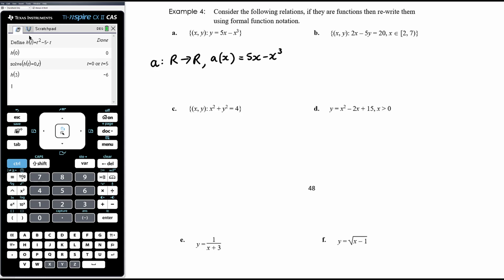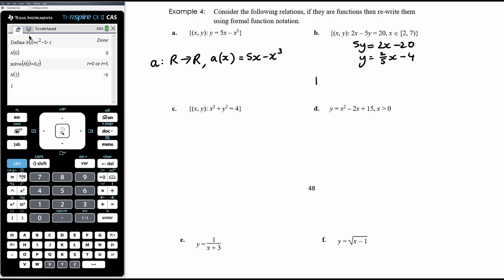Okay, in part B, we're going to have function b. Now it's a linear function, but it's not written in a classic form, so actually we need to rearrange it because we need y to be the subject before we can replace y with b of x. So I'm going to add 5y to the right and take away 20. 5y is 2x minus 20, and so y is 2/5 x minus 4.